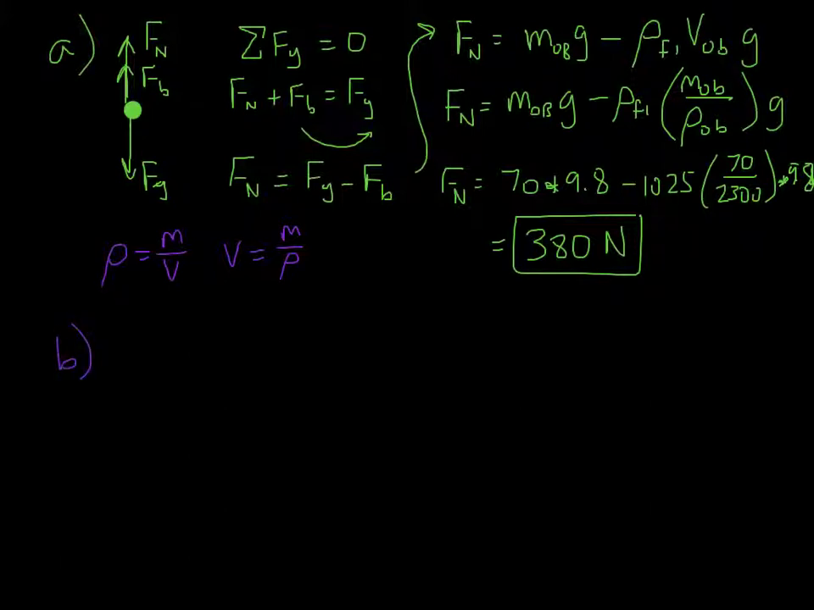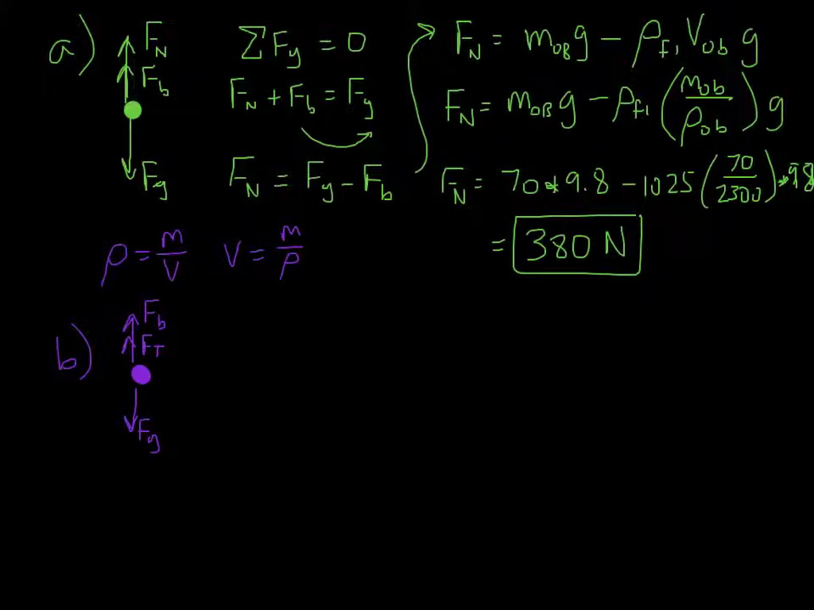For part B, what force is needed to raise the statue to the surface when possible? If I draw a free body diagram for part B, I can start with the statue. And this time, we'll have a gravitational force, we'll have a buoyant force. It's no longer a normal force from the ocean floor, but there is an upward force of tension in the rope or whatever object is used to pull the statue to the surface.